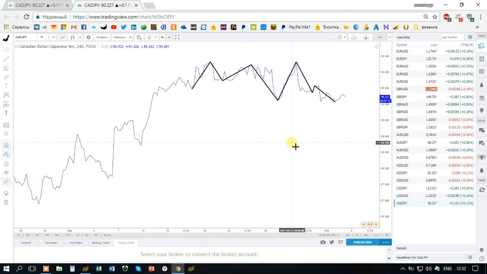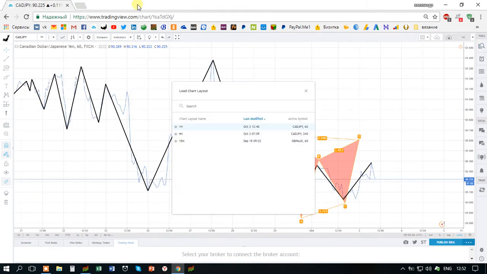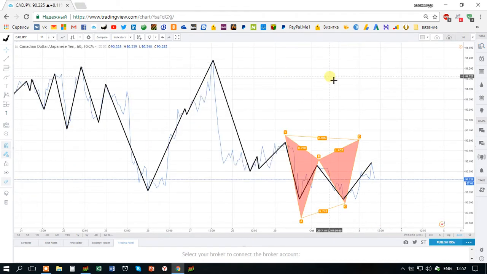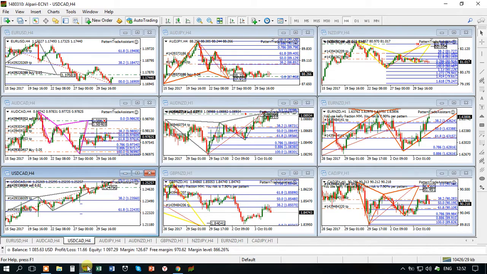So that was the analysis of my 21 pair portfolio on 1 hour and 4 hour. No trading opportunities found except that Euro New Zealand trade. Yes, I only placed Euro New Zealand trade.